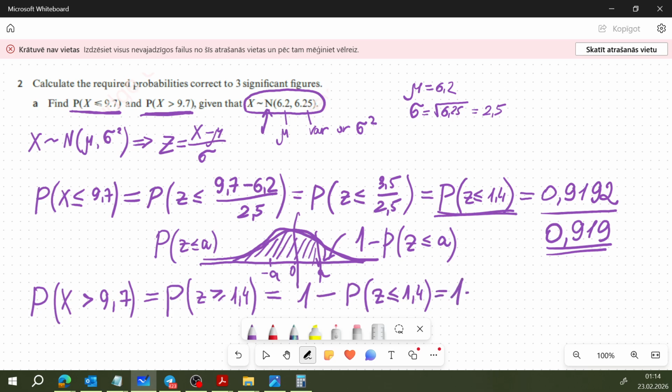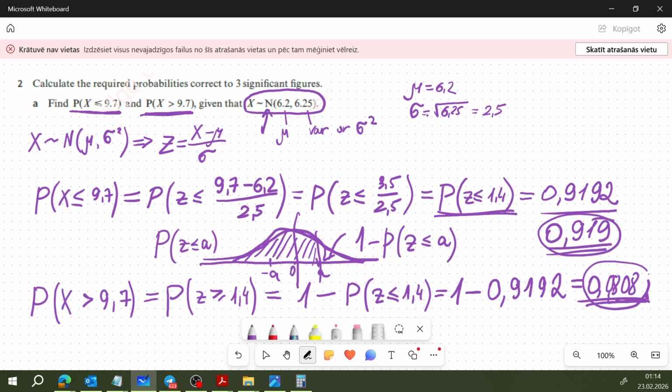And this is 1 minus 0.9192, which is 0.0808. So this is the thing, and here there are 3 significant figures only, so this one we still shall leave. So this is that answer and this answer for this. Thank you.